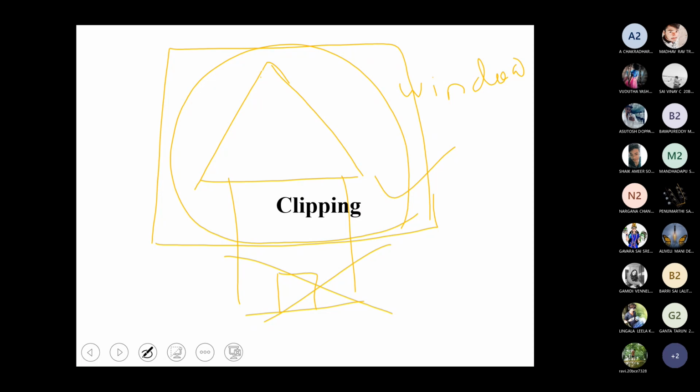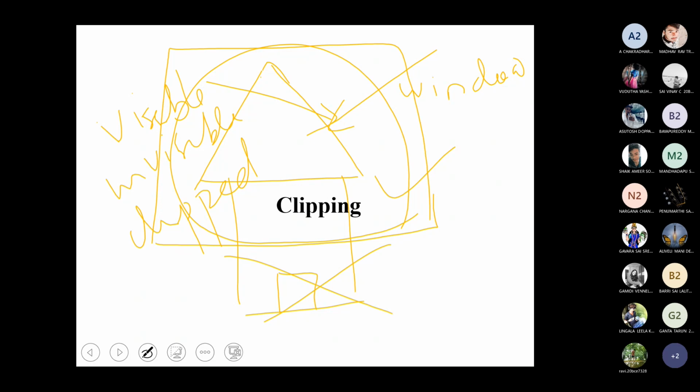So remember, you have three types of lines here. Visible lines, invisible lines, and the next one is clipped lines. Visible lines means a line entirely inside the window. All these lines will be visible. Clear? A line entirely outside the window is considered invisible. So these lines are invisible. And a line partially inside the window and partially outside is clipped off. From here onwards, some portions are inside, some are outside. Right? So this full portion you have to clip off.